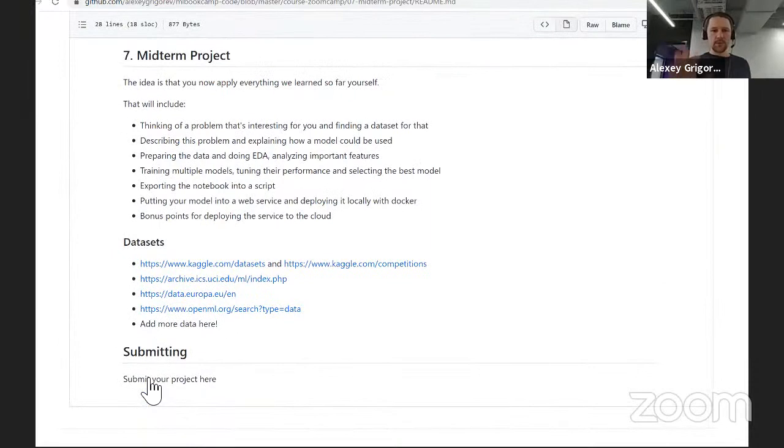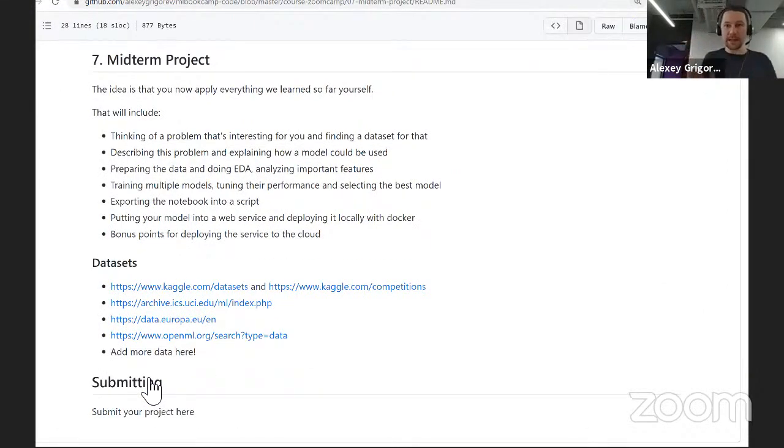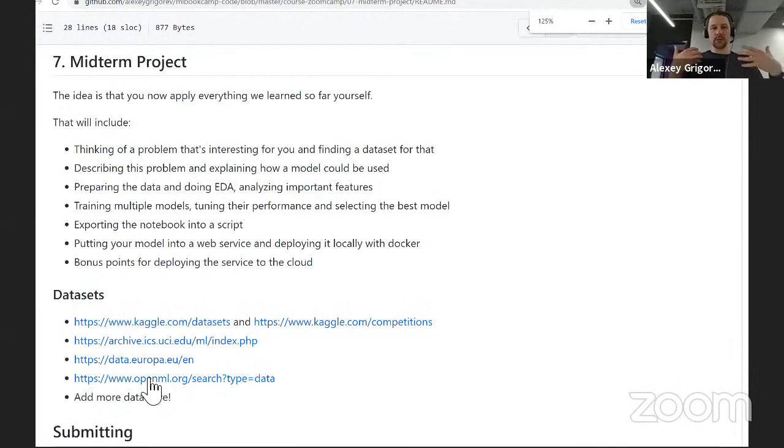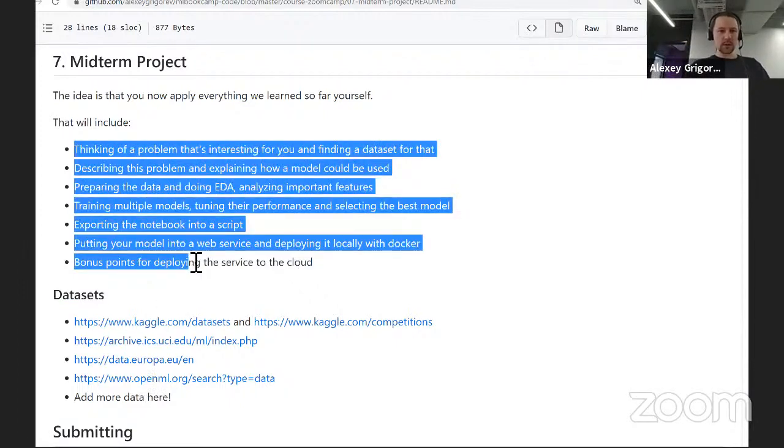For those who haven't read this in Slack yet, the idea behind this project is that we learned a lot during these 6 weeks. We learned regression, we learned classification, we learned how to deploy models, we learned tree-based models. So now it's time to put this into practice and actually do these things yourself. That will include all these 7 points here.